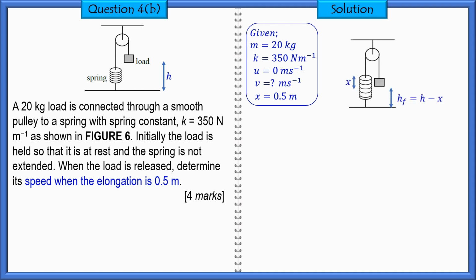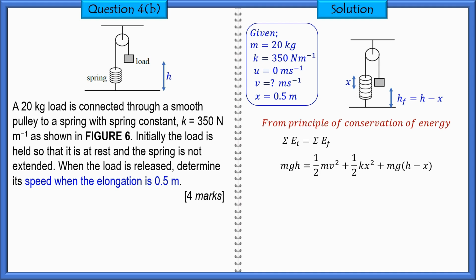And then when the load is released, the final position of the load is h minus x, by considering the extension of the spring is x. To determine the speed of the load when the elongation of the spring is 0.5, we will refer to the principle of conservation of energy. The initial energy consists only of the potential energy of the load, because the load is located at a certain height h.